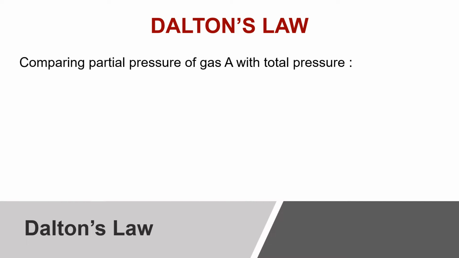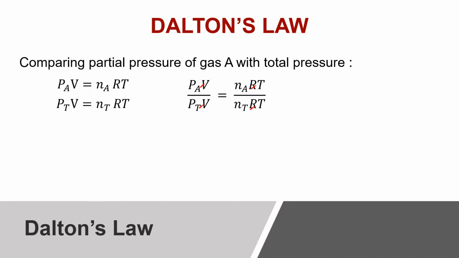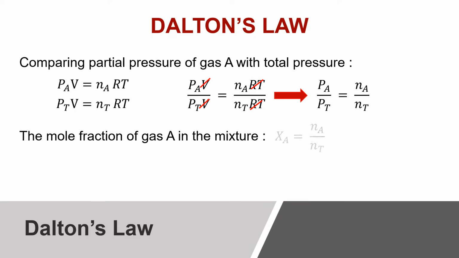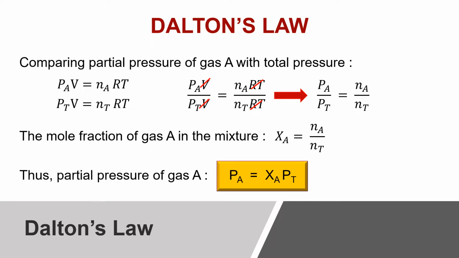By comparing the partial pressure of gas A with the total pressure, with the assumption that the volume and the temperature are constant, it shows the relationship between the pressure and the number of moles. Since the mole fraction of gas A in the mixture is represented by XA, the partial pressure of gas A is equal to XA times PT, where XA is the mole fraction of gas A and PT is the total pressure.